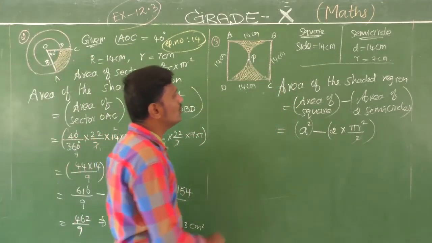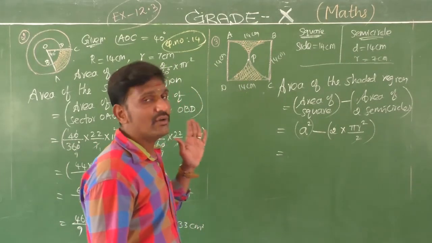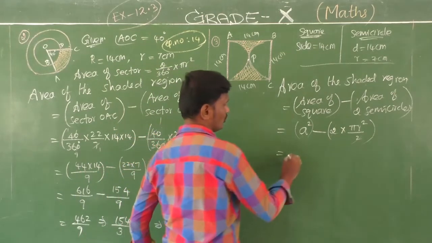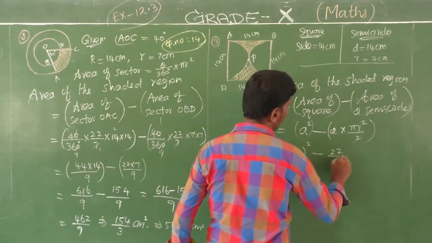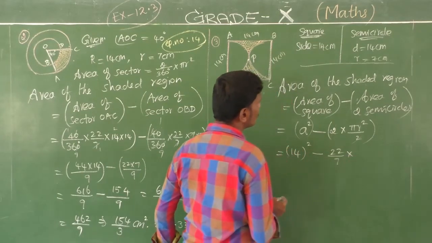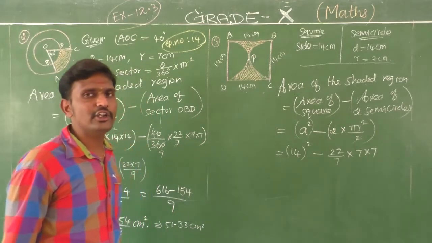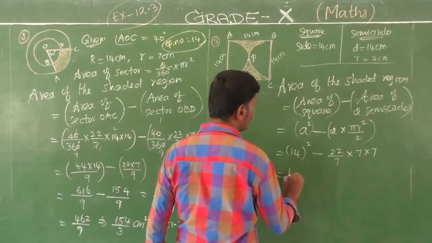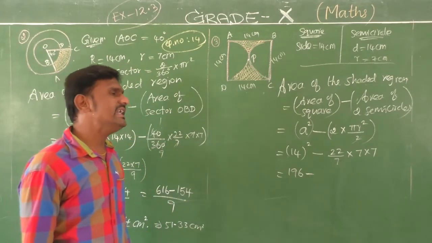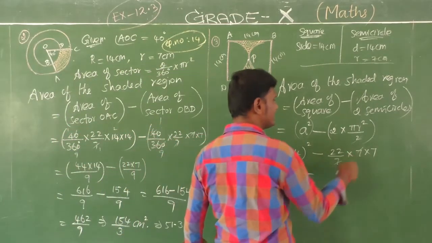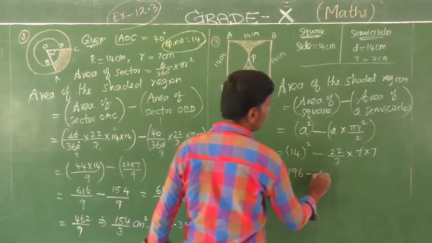Okay. Now we are going to substitute the values. The side of a square, what, student? 14. Okay. Now 14 the whole square minus the value of pi, which is 22 by 7, into radius 7 into 7. Now 14 squared is 196. Do you know the square of 14? Yes, 196. And 7 cancels, so 22 sevens are 154.